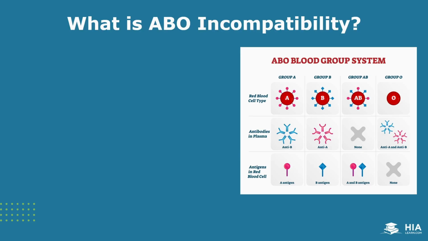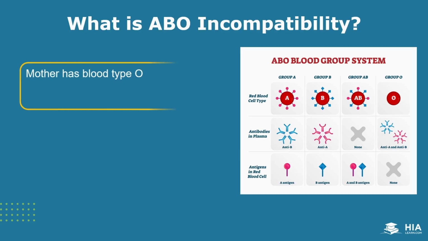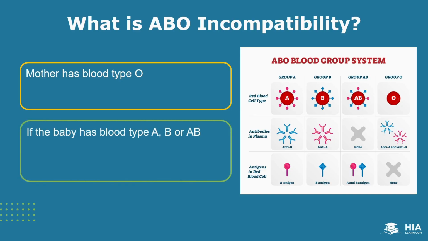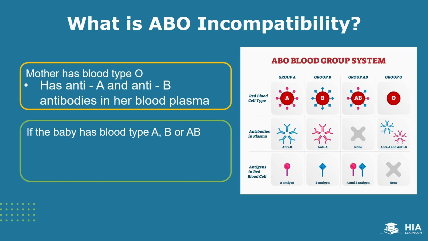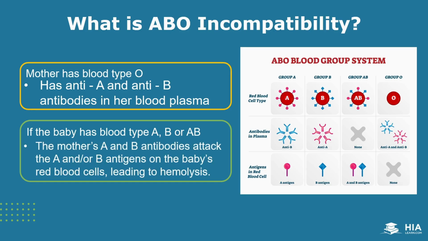ABO incompatibility occurs when a mother has type O blood, meaning she has no A or B antigens on her red blood cells, and the baby is blood type A, B, or AB. If the mother and baby's blood intermingle, the mother's immune system will create A and B antibodies that will attack the A and or B antigens on the baby's red blood cells, leading to hemolysis.